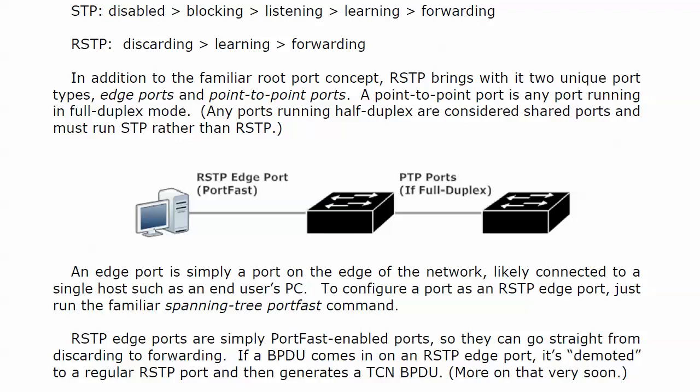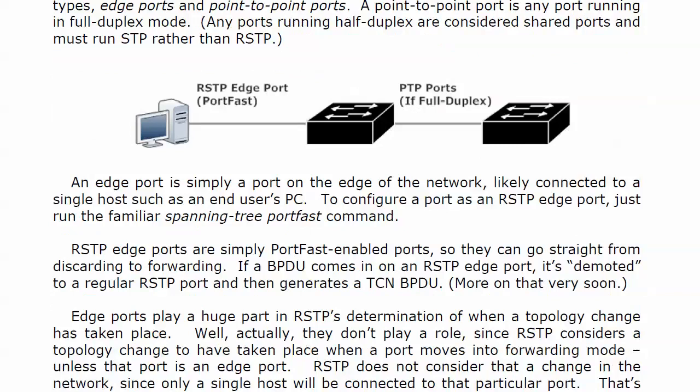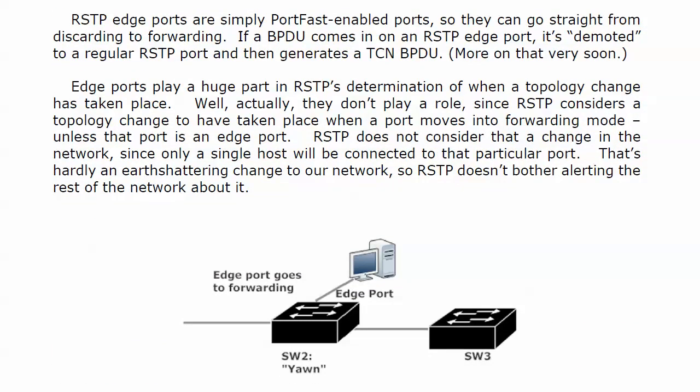So you're thinking, okay, that's an edge port and that's fine, but what's the big deal? Well, here's the big deal. Edge ports play a huge part in RSTP's determination of when a topology change has actually taken place, because edge ports don't really make topology changes take place. RSTP considers a topology change to have taken place when a port moves into forwarding mode, unless that port is an edge port. RSTP does not consider that to be a change in the network.